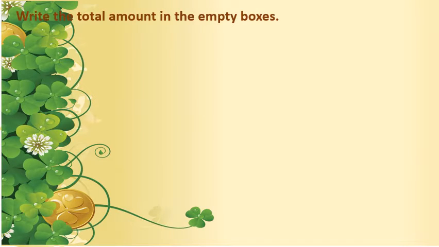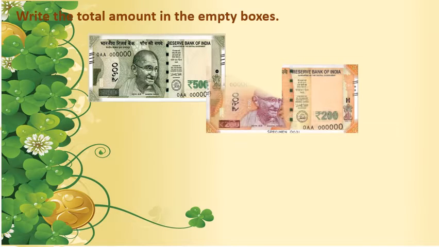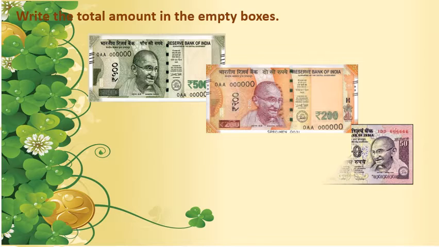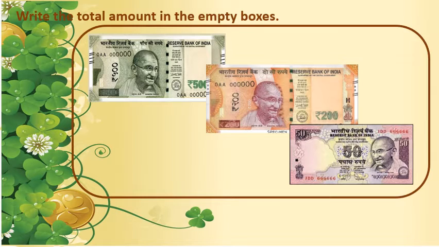Now write the total amount in the empty boxes. We will see. Go on counting the money. This is a 500 rupees note. Then this is 200. 500 plus 200 is 700. Plus 50 rupees means 750 rupees. Isn't it? They together make rupees dash. What we will write here? 750. Correct?